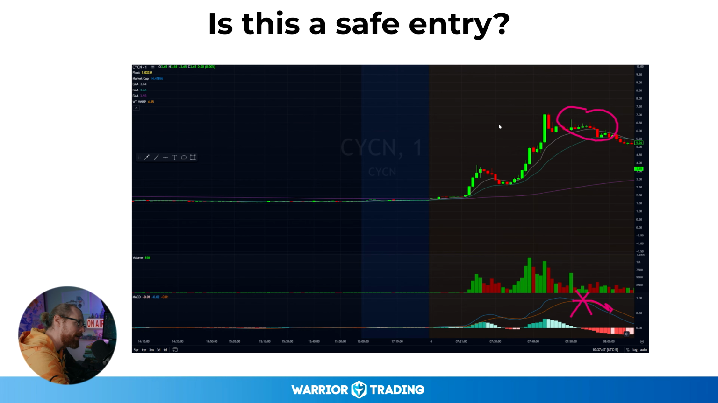So we're not taking that trade. We're trading it right in this area. These are the small little places that we want to trade.